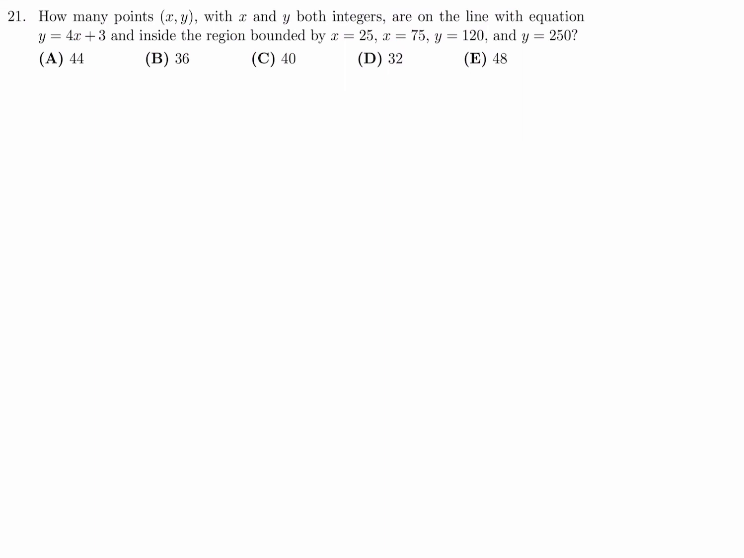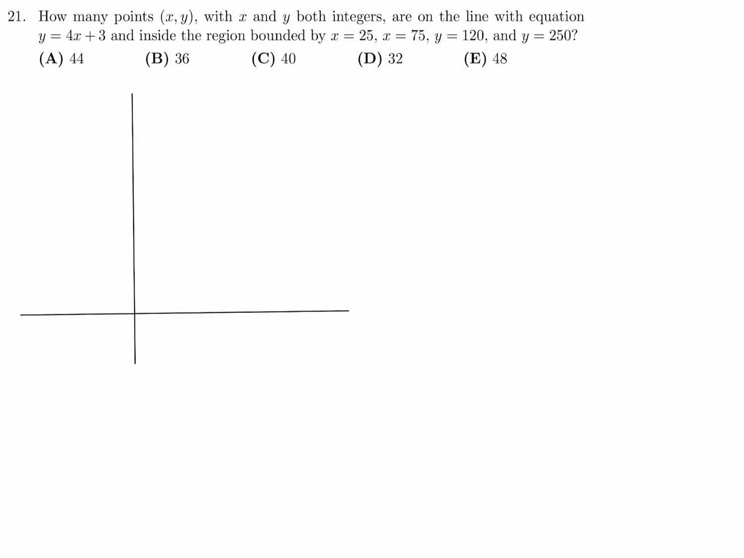How many points xy with x and y both integers are on the line with equation y equals 4x plus 3 and inside the region bounded by x equals 25, x equals 75, y equals 120, y equals 250. So we have a line somewhere, and we've got to basically find integer solutions.